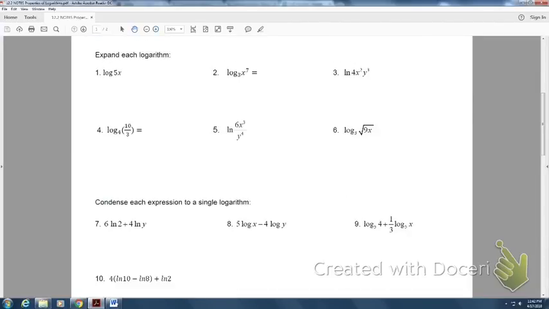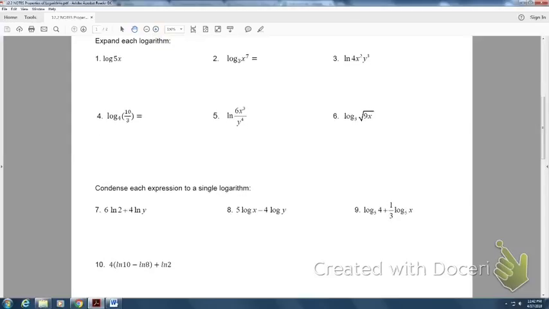Let me zoom in a little bit so the people in the back can see it a little bit better. Alright. So on this first one, we're expanding. So I've got log, and then I have 5 times x. There's a coefficient and a variable in there. There's two things essentially. There's two bases, the 5 and the x. So if I'm multiplying that, I can expand multiplication by using addition. So log 5 plus log x.